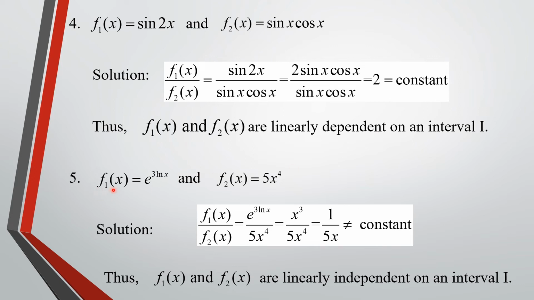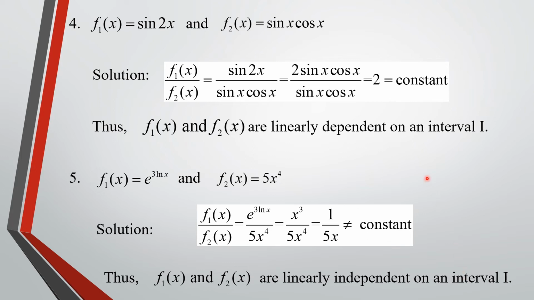Number 5. f1 of x is e to the power of 3 ln x and f2 of x is 5x to the power of 4. Taking f1 over f2, we get e to the power of 3 ln x divided by 5x to the power of 4. This expression e to the 3 ln x is actually equivalent to x cubed. So when you take x cubed divided by 5x to the 4th, the answer is 1 over 5x. This expression contains the variable x, where x is any number within the given interval I. And so we say 1 over 5x is not a constant. We conclude that f1 and f2 are linearly independent on an interval I.